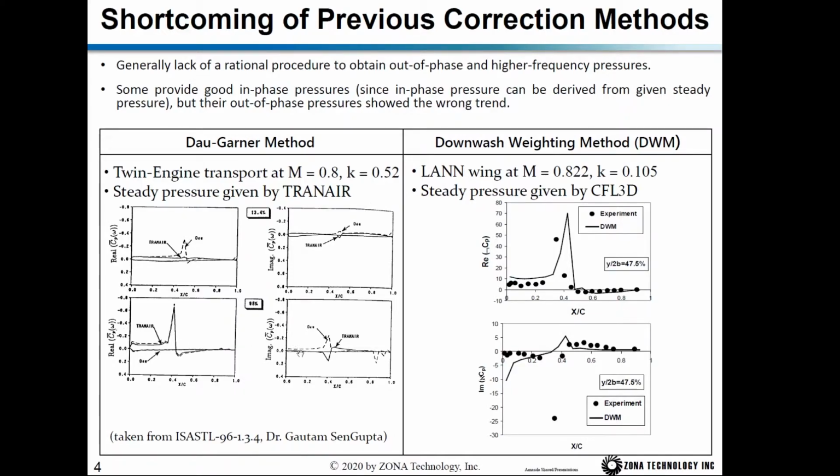But if you look at the imaginary part, the shock jump behavior of Dongano's method has an opposite sign from the TRANAIR solution. And this one shows the shortcoming of the downwash weighting method on the wing at this Mach number and this reduced frequency. The steady pressure is given by CFL3D. So if you look at the real part, again, the DWM matches well with the test data. But if you look at the imaginary part and the shock jump behavior of the downwash weighting method, it has an opposite sign from the measured imaginary Cp.